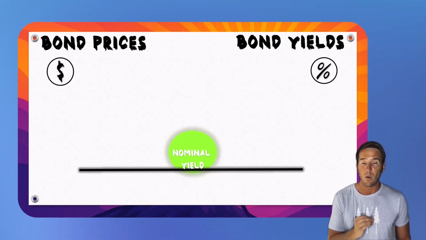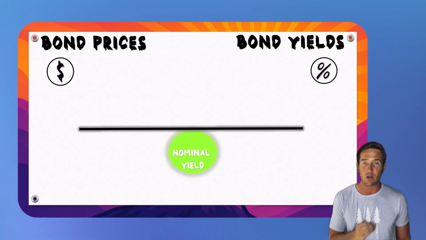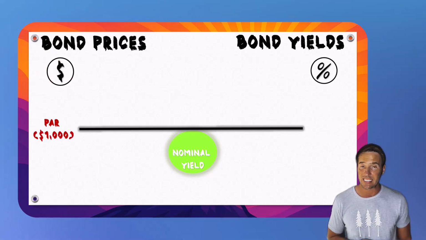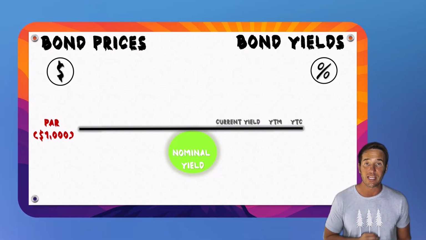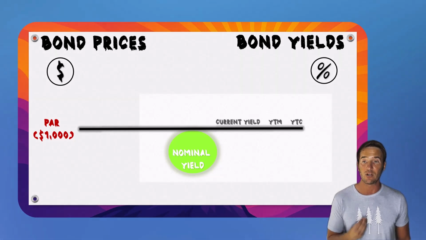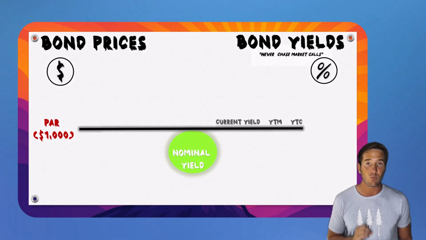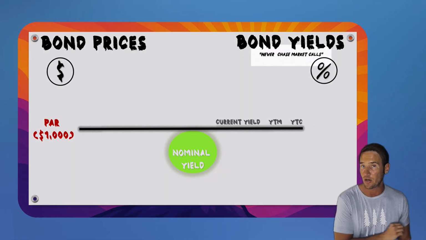So now, when a bond is born, the seesaw doesn't matter. It's always a flat line. Why? Because it's issued at par, which for the purpose of this example is 1,000. Now the right-hand side, that's where our yields go. Remember, the order of the yields always goes nominal, CY, YTM, YTC, and we can remember that with the mnemonic device, never chase market calls.